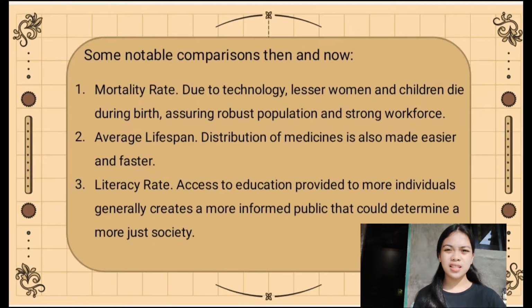So this time, nagka-advance na in terms of the field of technology, medicine, health, and education compared to sa una. So nagka-advance na siya. And here are some notable comparisons then and now. First is mortality rate. Due to technology, fewer women and children die during birth, assuring robust population and strong workforce.